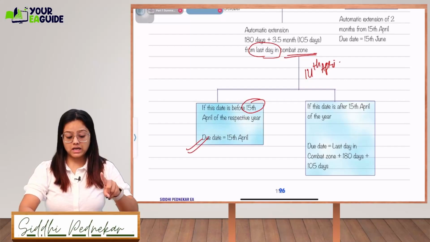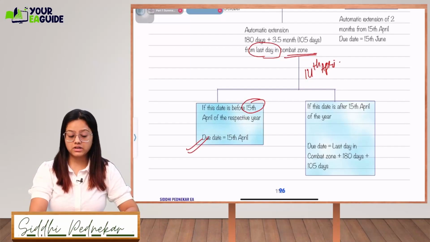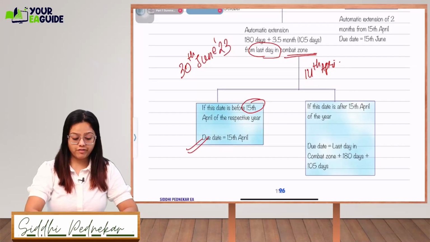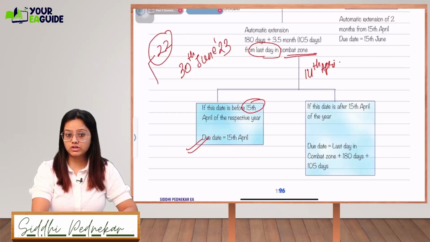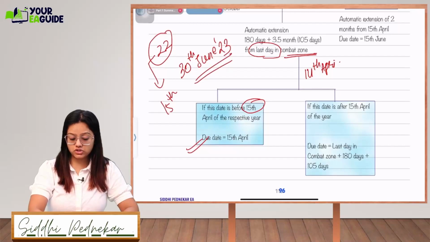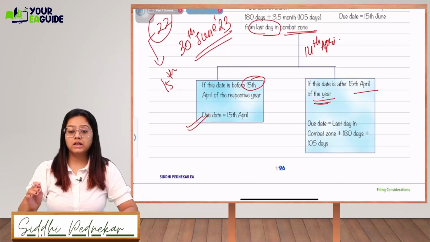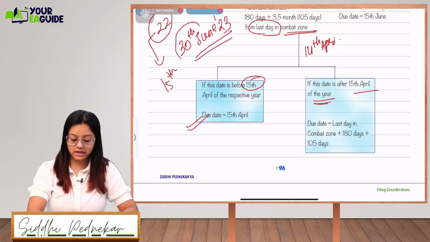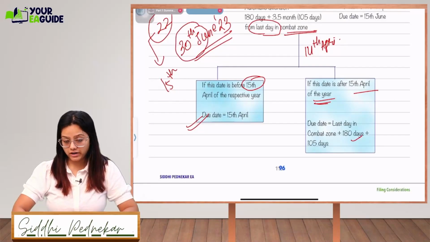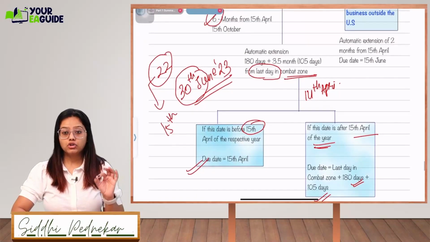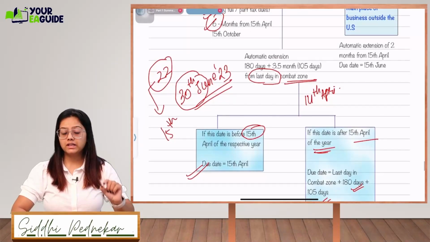But if he is still in the combat zone, let's say he is returning back on 30th of June 2023, for example. So for filing the 2022 tax return, what was his original due date? It was 15th April. So if 30th June is after 15th April of the year, the due date will be the last day in the combat zone, meaning 30th June, plus he'll get 180 days, plus he'll also get 105 days. But you will have to check what is the last day in the combat zone.